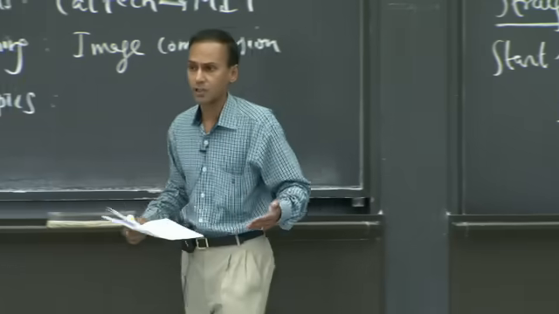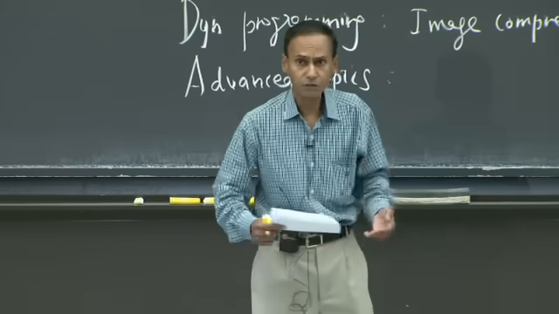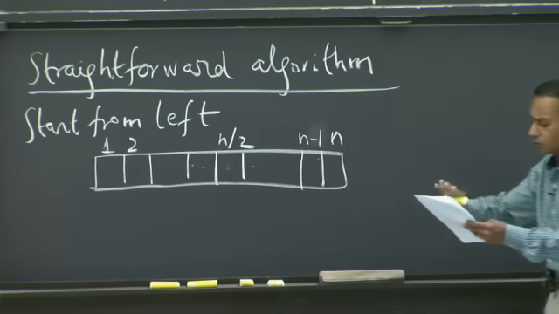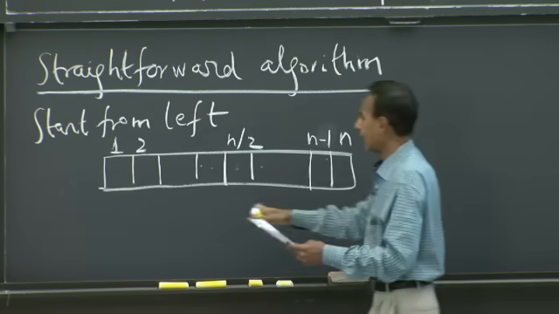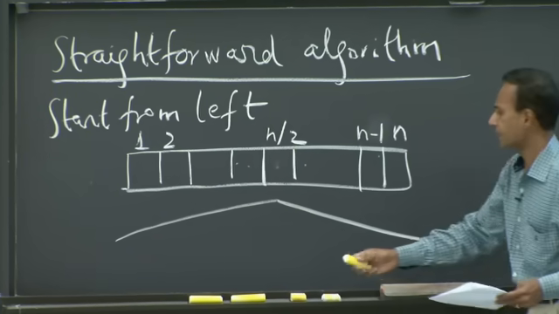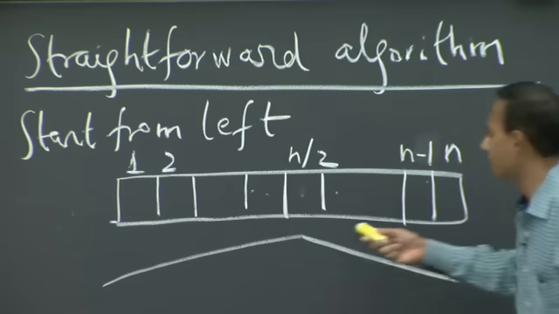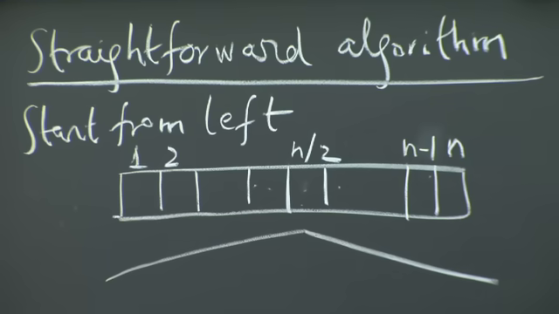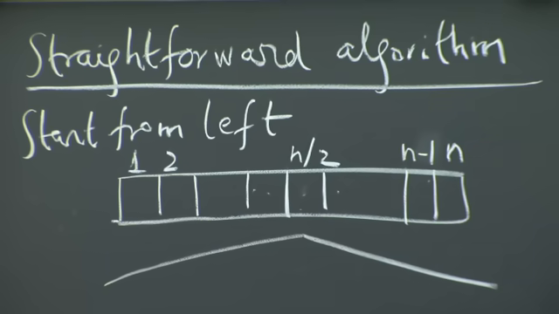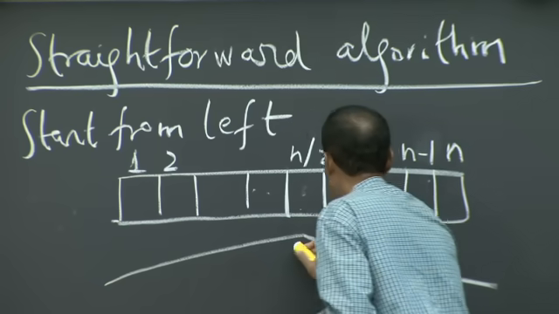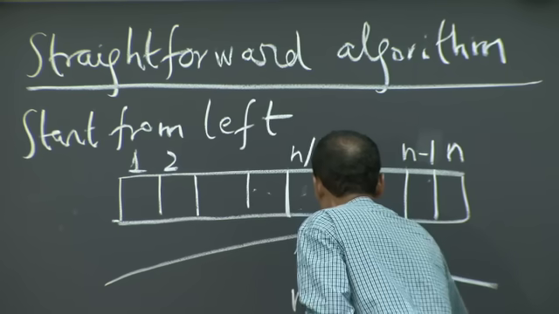So let's talk about the straightforward algorithm. The straightforward algorithm is something that starts from the left and just walks across, and you might have something that looks like that. By this I mean the numbers are increasing as you start from the left. The peak is somewhere in the middle, and then things start decreasing. Right? So in this case, this might be the peak.